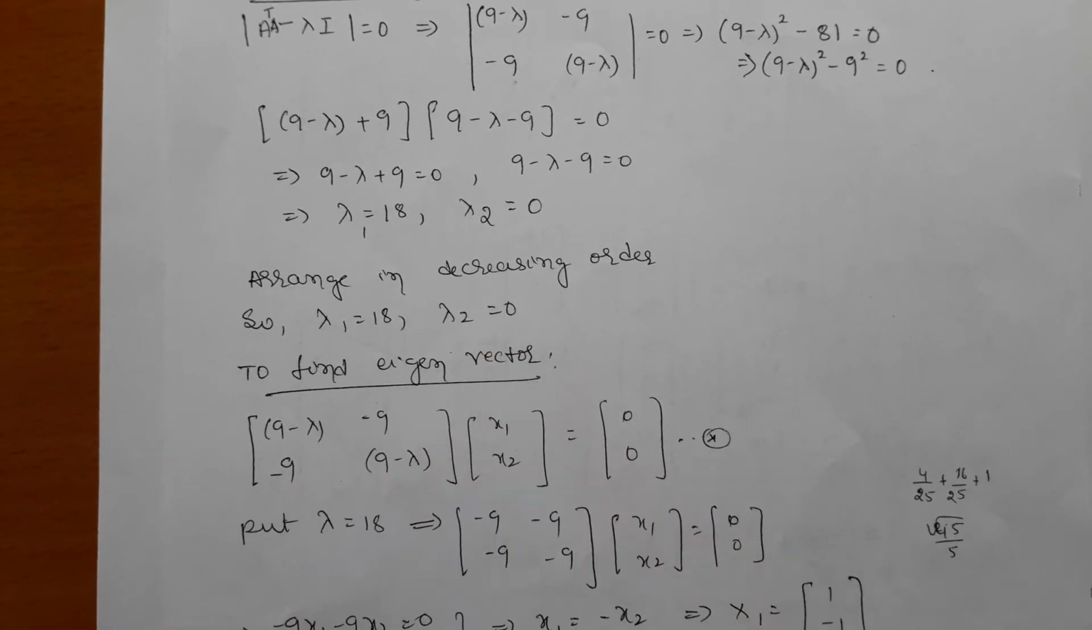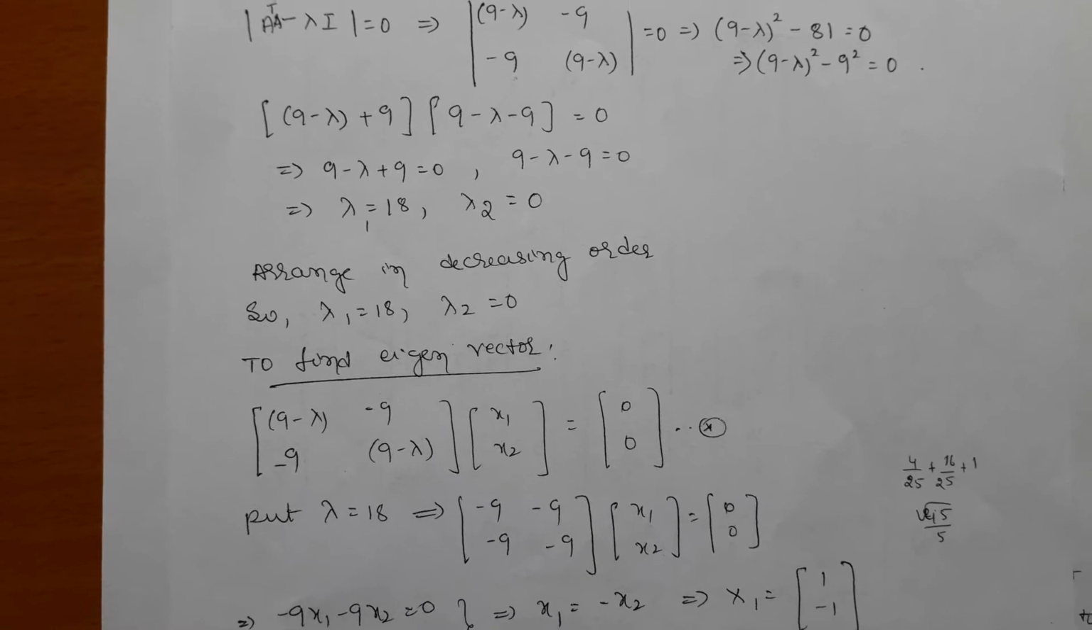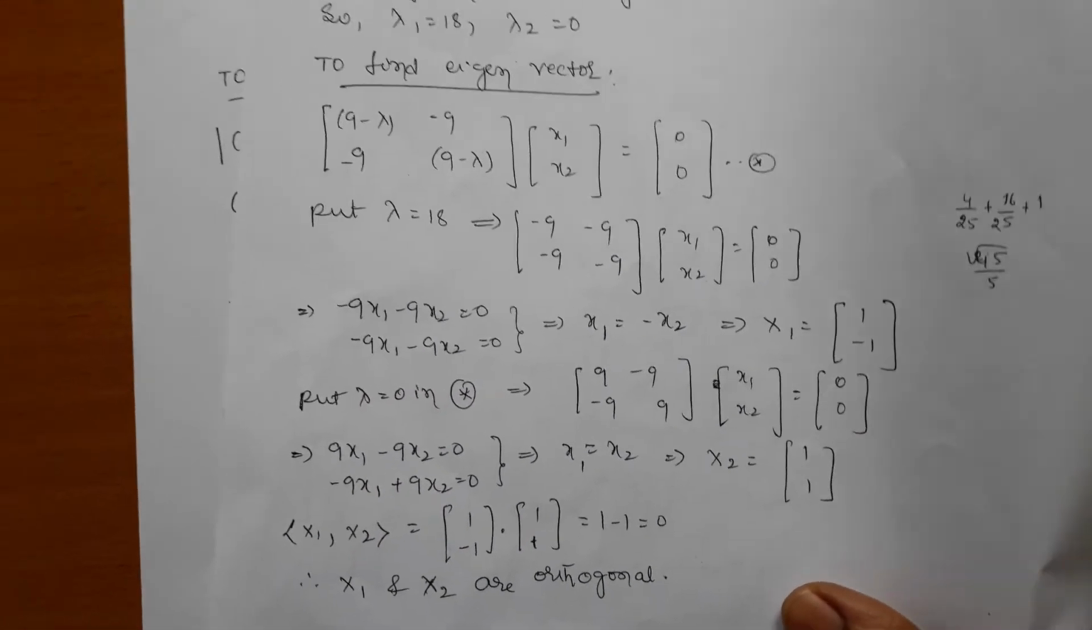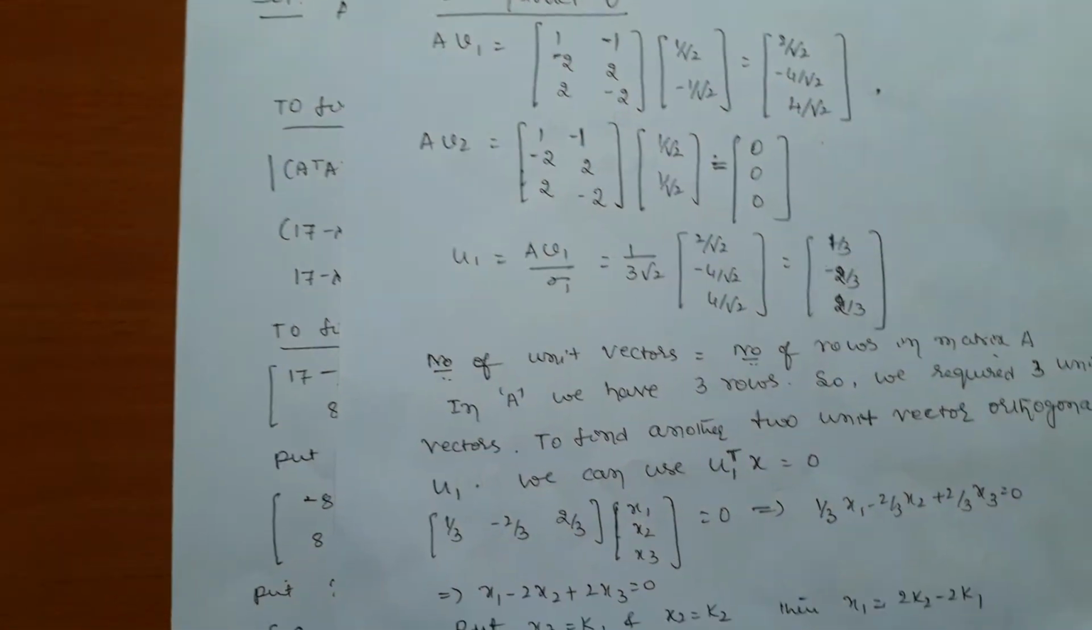Lambda 1 is 18 and lambda 2 is 0. Therefore, there is no ambiguity. Find out x1 and x2. We get 2 x1 and x2. What do we get for the inner product of x1 and x2? 0. Therefore, x1 and x2 are orthogonal.